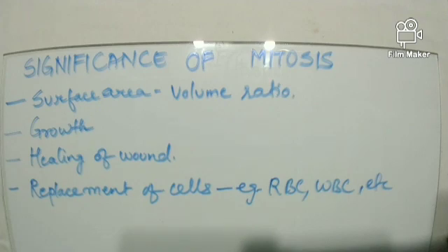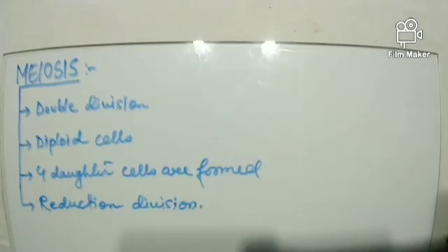So to replace or replenish the loss of these cells, what is happening? New cells are always being formed, and this formation of new cells is taking place by mitosis only. Now let us talk about meiosis, and I hope that the previous topic is very much clear to all of you. Now let us move on with this new topic, that is meiosis.